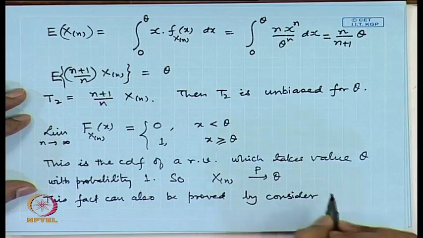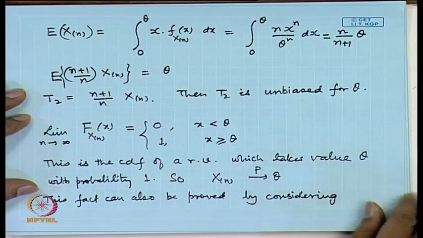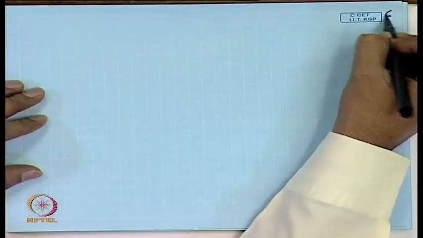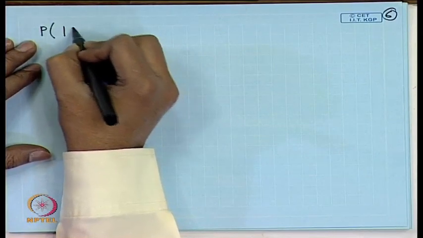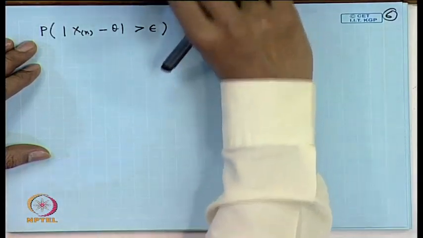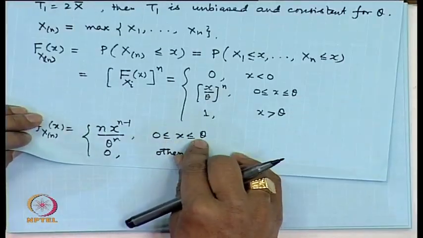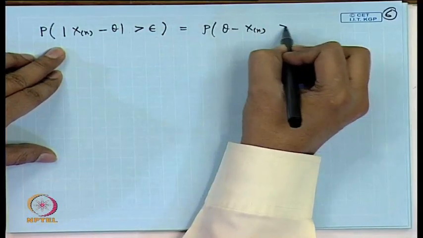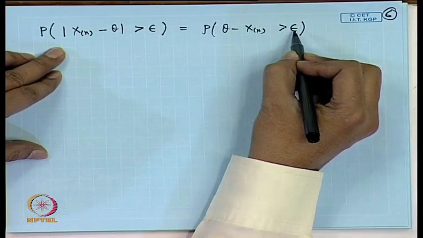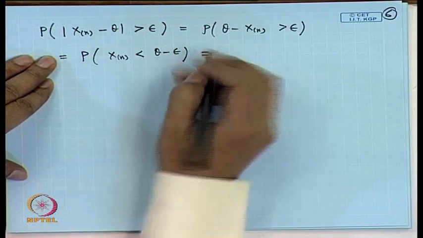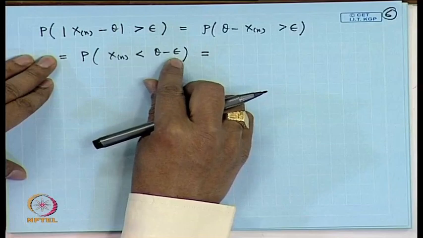I will consider directly the definition of convergence in probability. Let me take, say, the probability of modulus X_(n) minus theta, say, greater than epsilon. Now, the distribution of X_(n) is in the interval 0 to theta, that means X_(n) is always below theta. So, if we consider this modulus of X_(n) minus theta, this is same as theta minus X_(n). So, this is equivalent to the probability of theta minus X_(n) greater than epsilon, which I can write as the probability of X_(n) less than theta minus epsilon. Now, this is nothing but the distribution function of X_(n) at the point theta minus epsilon.